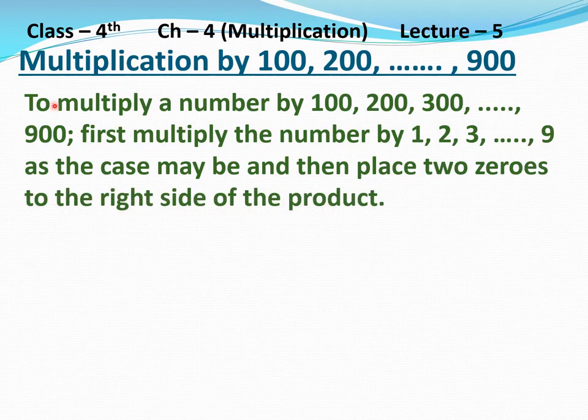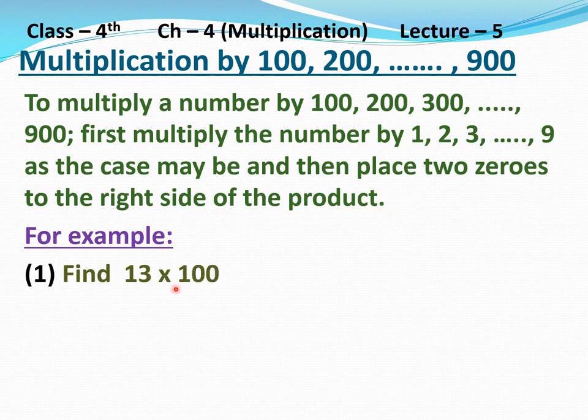Now see, to multiply a number by 100, 200, 300 and so on up to 900, first multiply the number by 1, 2, 3 and so on up to 9 as the case may be, and then place two zeros to the right side of the product. Clear? For example, question 1.